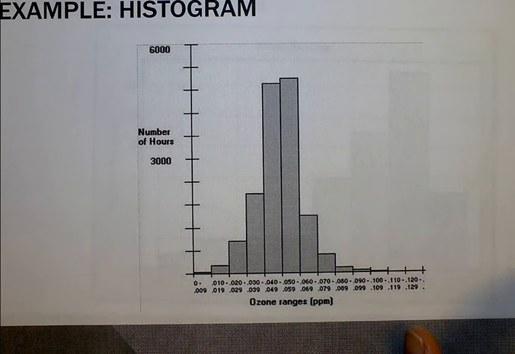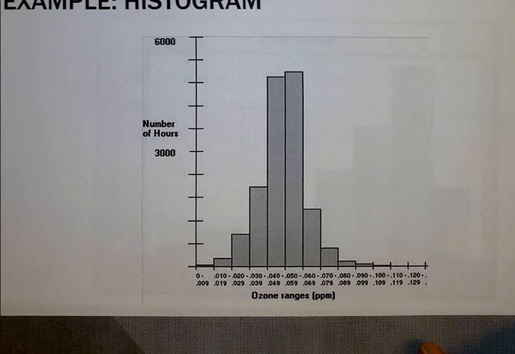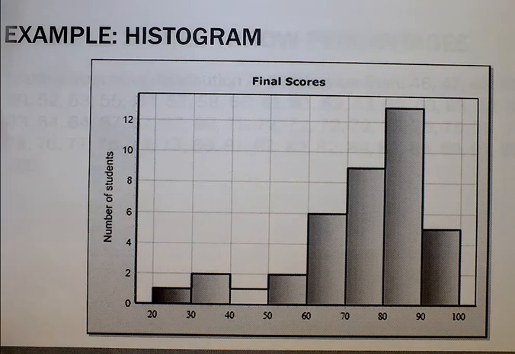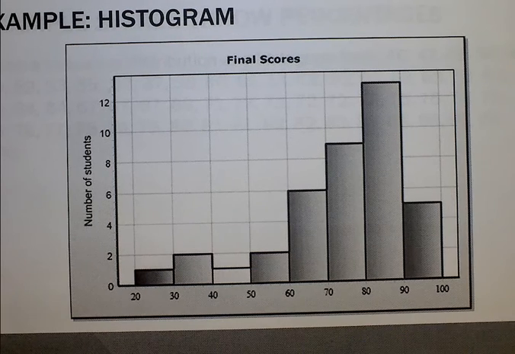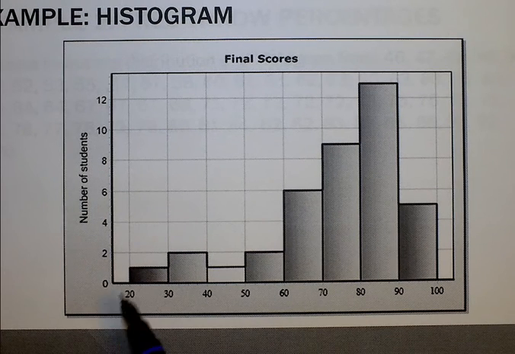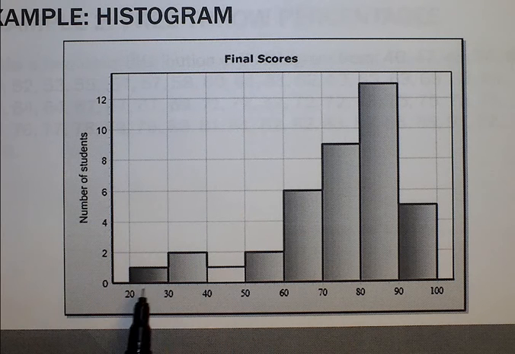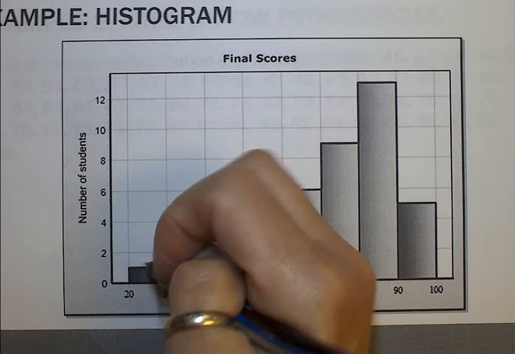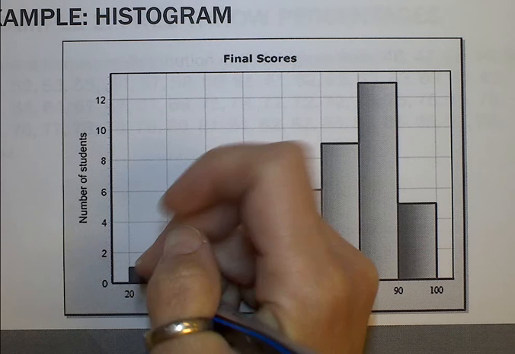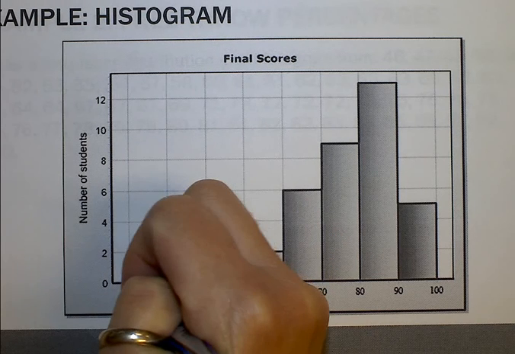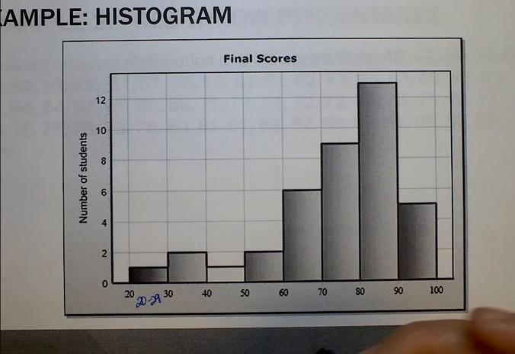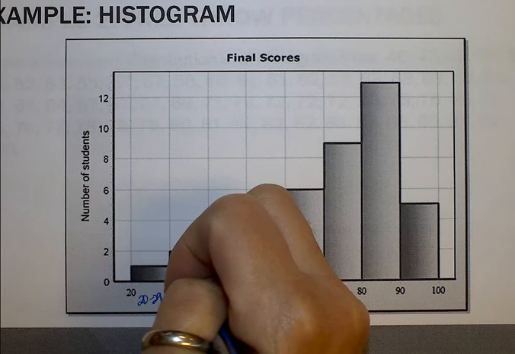That's how many times it occurs. Okay? This histogram is a little easier to read. This is talking about student grades, and it says this is the number of students. These are their final scores, and here are their percents, basically. So if we read this, we can say that 1 person got a score of between 20 to 29. Okay, it's grouped them. 2 people got a score between 30 and 39.